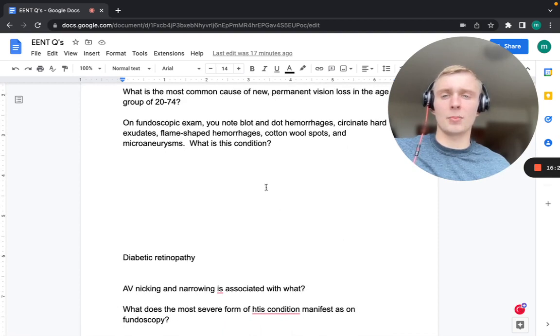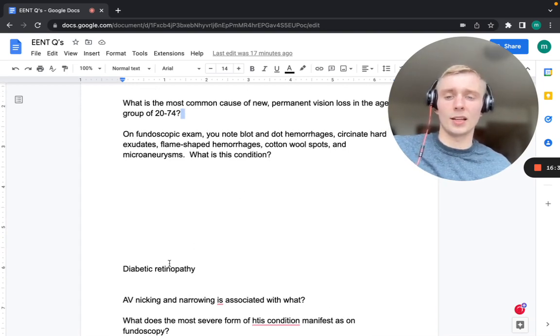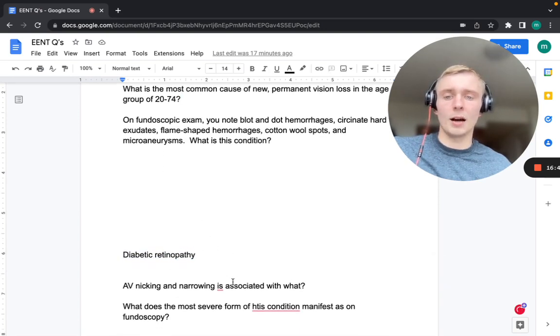So again, diabetic retinopathy, whenever you see that age group 20 to 74, new permanent vision loss, that's diabetic retinopathy. And again, any of these classic signs, you want to be thinking diabetic retinopathy. Again, blot and dot hemorrhages, circinate hard exudates, flame-shaped hemorrhages, cotton wool spots, and microaneurysms. Again, diabetic retinopathy.